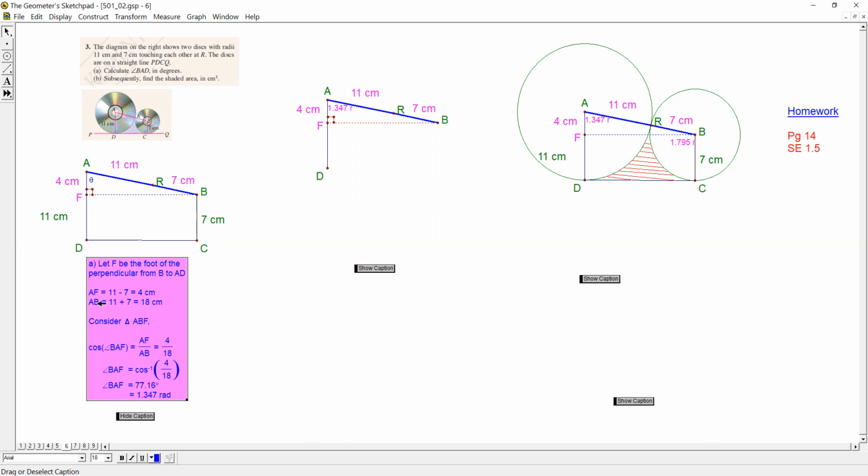Then there's another line that we know, the line AB. Why do I say I know AB? Because AR is the radius and BR is also the radius. The two circles are touching each other at the point R. So from R to A is the radius, and from R to B is also the radius. So the hypotenuse of this right angle triangle is 11 plus 7. So AB is 11 plus 7, which is 18. Okay or not?